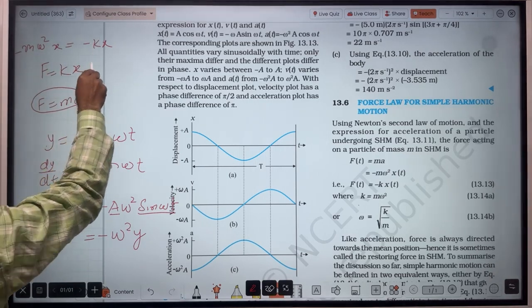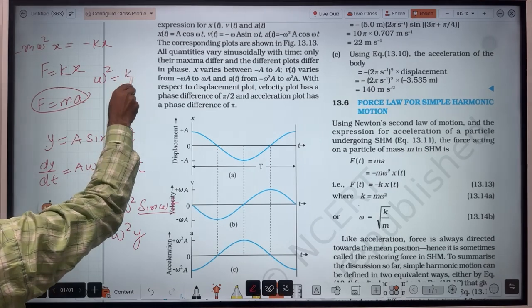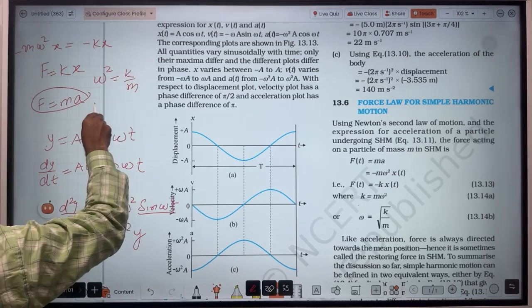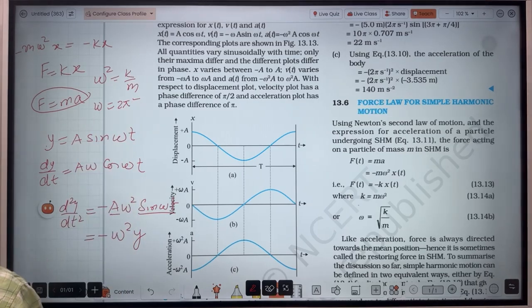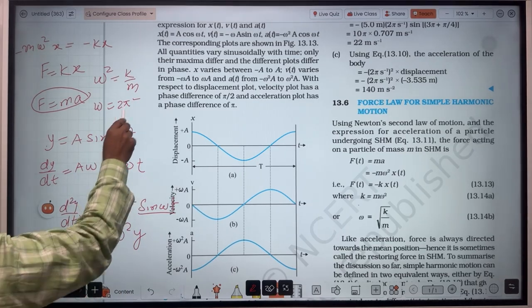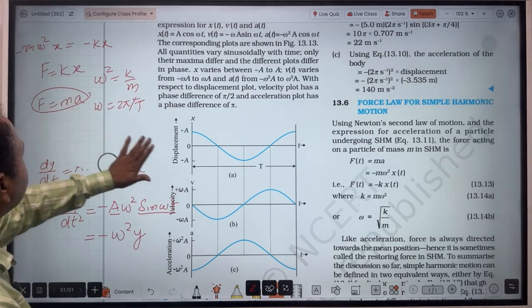This should be negative, so we can get omega square equal to k upon m, and you know omega equal to 2 pi by t, right? So we can write 2 pi by t here, omega. So let's delete some portions so that thing will become clear.